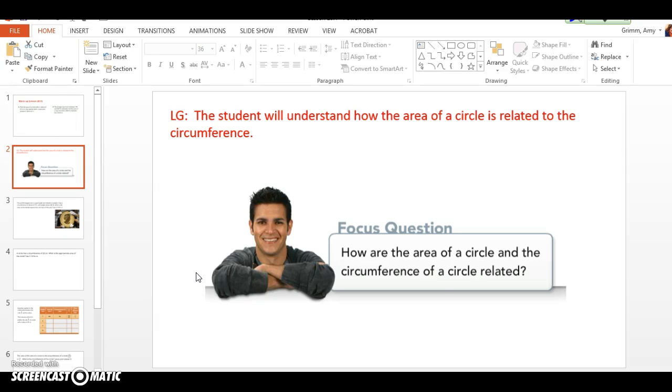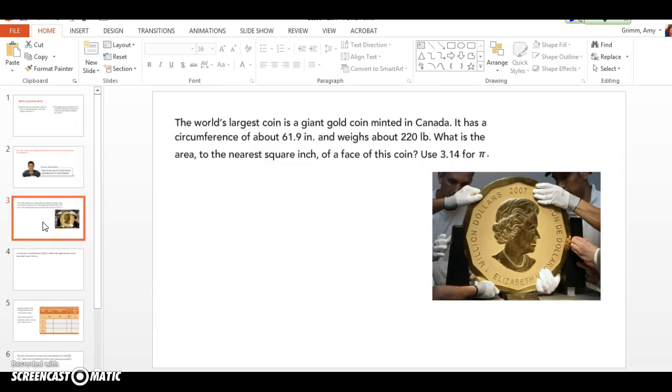All right, so starting off here. Okay, so again, when Digits puts problems in there, I'm like, I've never heard of this. So I went and Googled it and found a Google image of it. So I guess it's a real thing. It says the world's largest coin is a giant gold coin minted in Canada. It has a circumference about 61.9 inches and weighs about 220 pounds, which is the size of a grown man. What is the area to the nearest square inch that faces this coin?